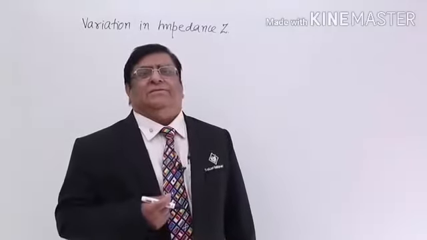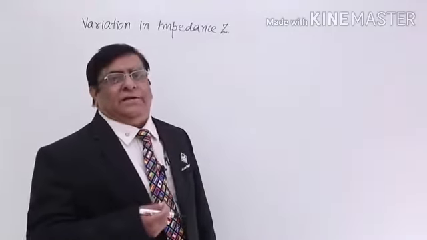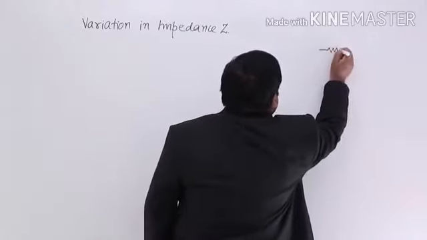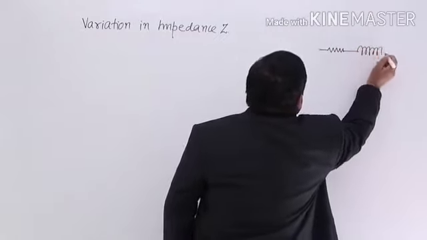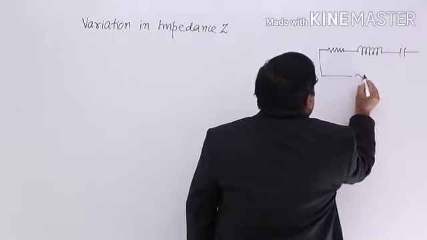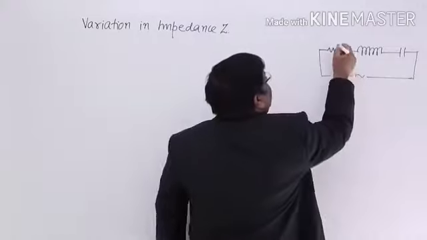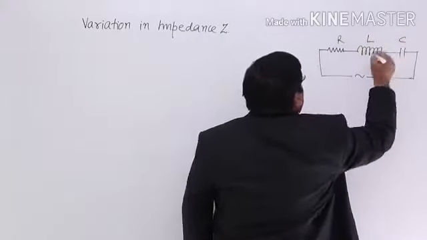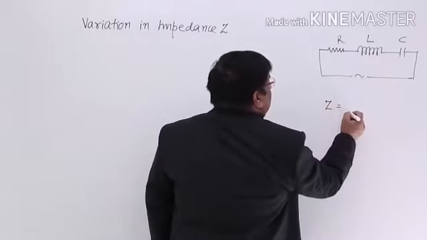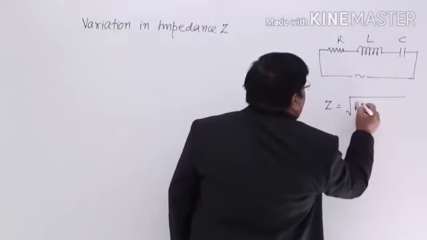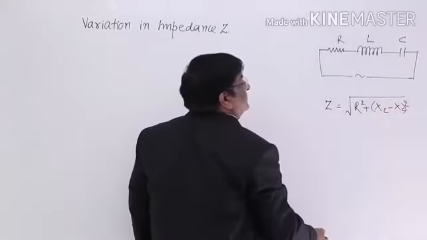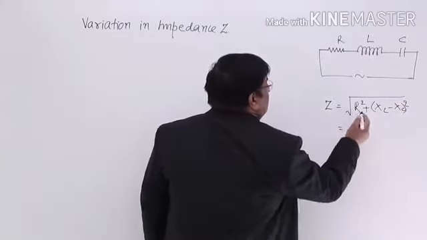We know impedance is the opposition to the current in alternating current circuits, in which we have all three elements: resistance, inductance and capacitance. Here R, L, C are in series. The total opposition Z is equal to root of R square plus (XL minus XC) whole square.